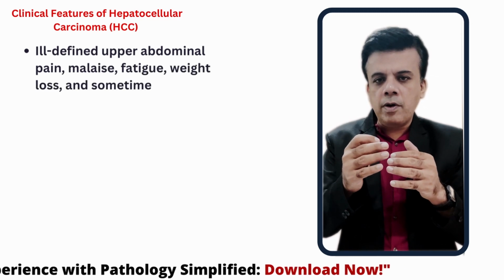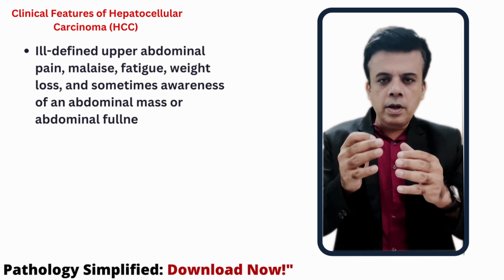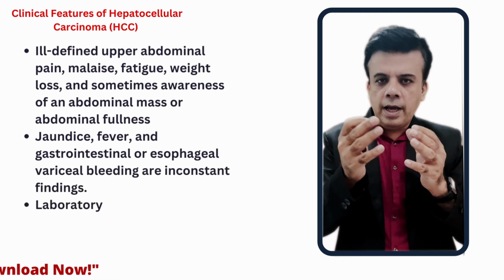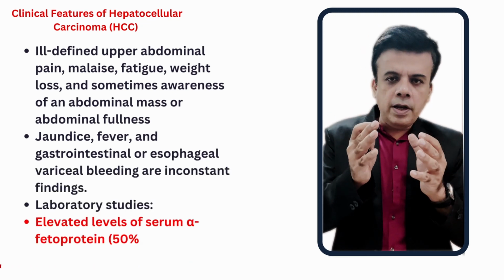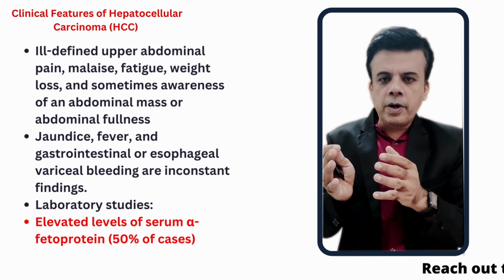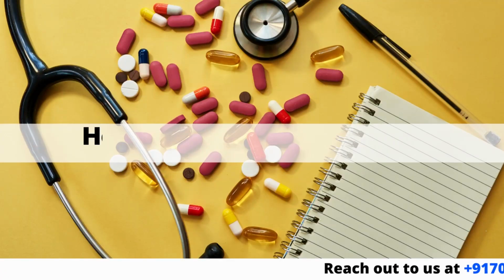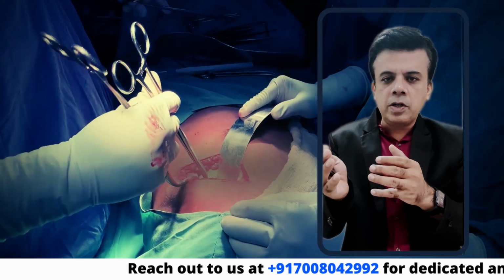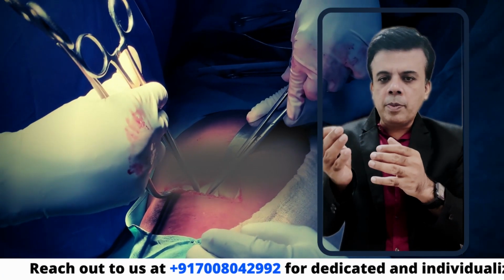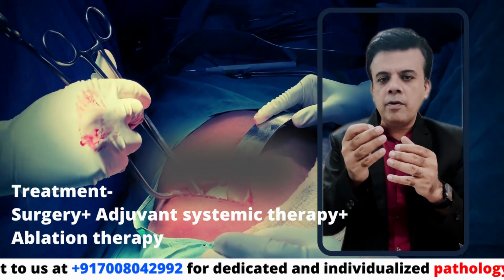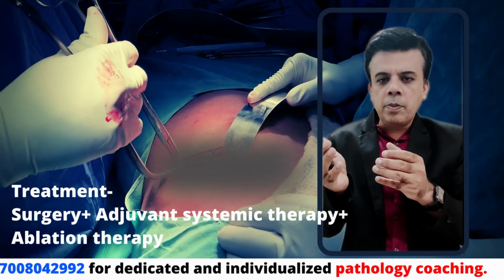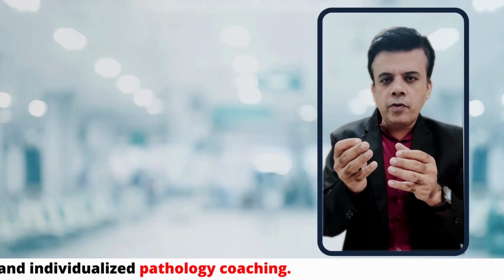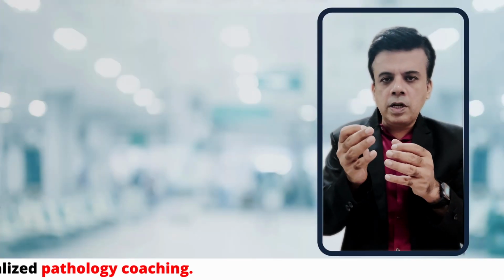So clinical presentation, how does it present clinically? The patient may have an ill-defined lump in the abdomen, discomfort, jaundice, hepatomegaly, splenomegaly, ascites. These are the cardinal features of hepatocellular carcinoma. Now, how to treat the patient? The patient can be treated by conventional surgery, and sometimes chemotherapy, systemic therapy, and even ablation by cryotherapy or radiofrequency ablation therapy may also be given to treat the patient in an adjuvant way. So these are the modes of treatment.